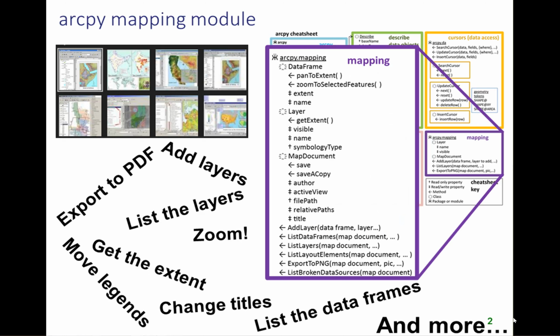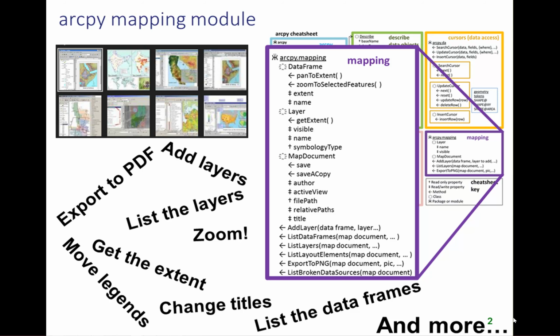Taking a look at the arcpy cheat sheet once more, there is a purple box on the right side of the sheet for the mapping module. As I mentioned, the mapping module allows you to modify existing map documents. It can also get the extent, take a screenshot of what's on the map, add layers to the map, rearrange layers, zoom, list information about the map, such as the data frames and layers, and there's also a way to automate checking for broken links in maps.